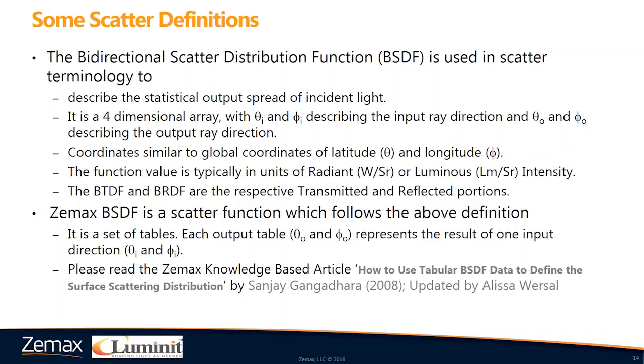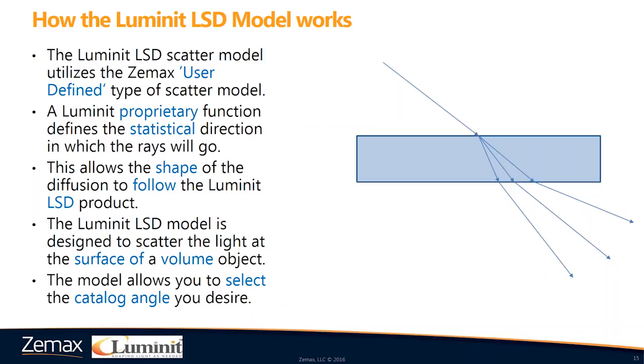So this is how our scatter model works. In Zemax, there's a user-defined type of scatter model. That's what you'll activate when you use our model. So it is a proprietary function. In other words, the base is the user-defined type, but we wrote our own code. And it scatters the light statistically, and it will shape the light so that it will emulate our product.